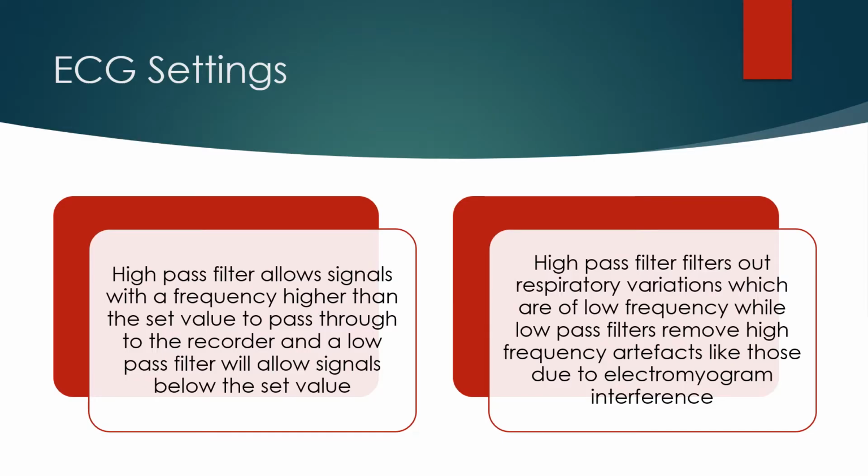High pass filter allows signals with a frequency higher than the set value to pass through to the recorder, and a low pass filter will allow signals below the set value. High pass filter filters out respiratory variations which are of low frequency, while low pass filters remove high frequency artifacts like those due to electromyogram interference.